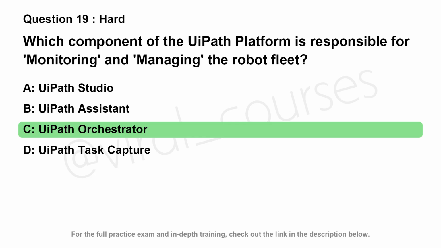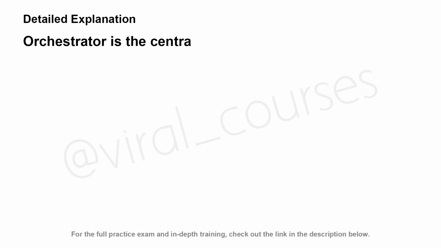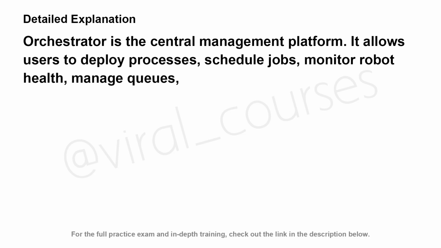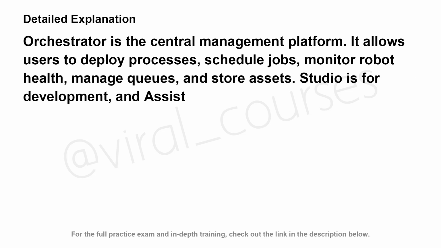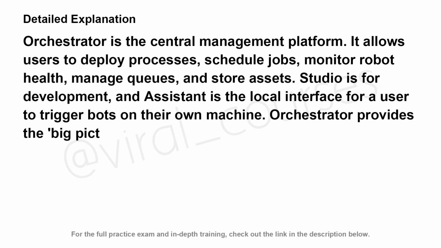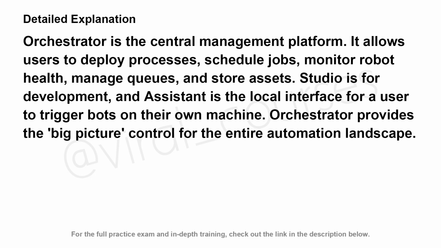The correct answer is C. Orchestrator is the central management platform. It allows users to deploy processes, schedule jobs, monitor robot health, manage queues, and store assets. Studio is for development, and Assistant is the local interface for a user to trigger bots on their own machine. Orchestrator provides the big picture control for the entire automation landscape.